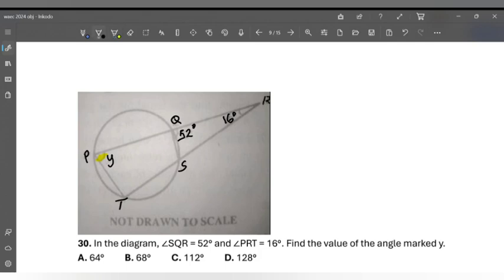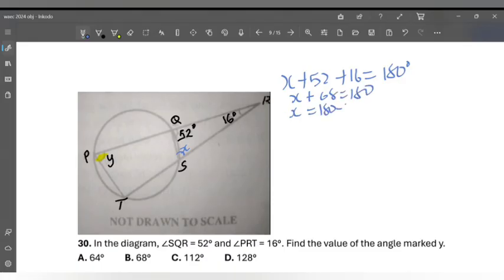So I'm going to call this angle x. I know that x plus 52 plus 16 should be equal to 180 degrees, right? Which means x plus 68 is equal to 180 degrees. So x will be equal to 180 minus 68 degrees, which is equal to 112 degrees.